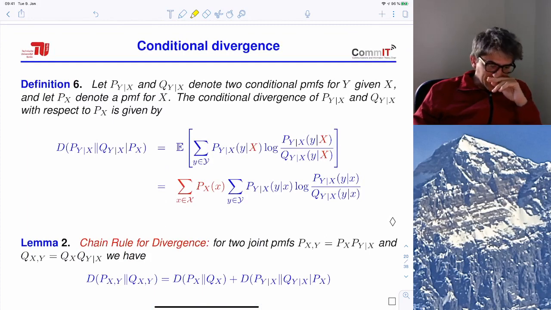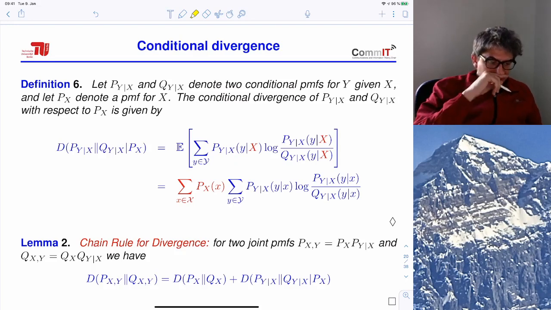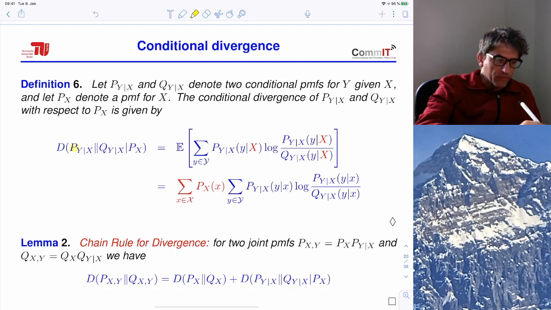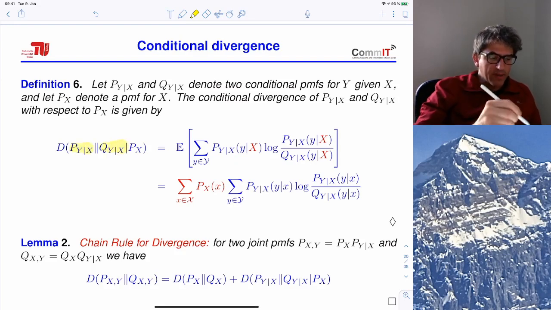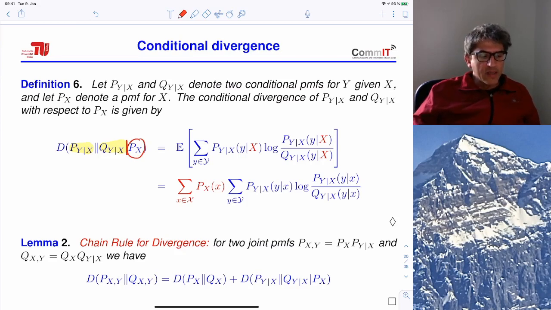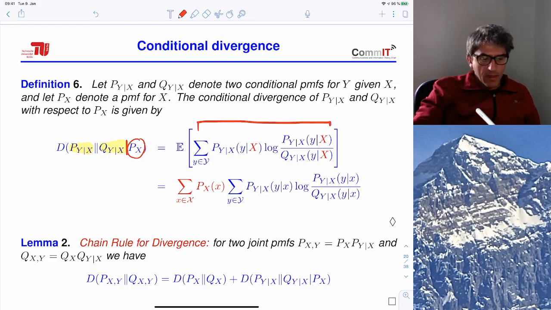Another information theoretic quantity that we will use is the so-called conditional divergence. So conditional divergence is essentially the divergence between two conditional distributions averaged with respect to the conditioning variable. So the symbol is D of P of y given x and Q of y given x, and then there is this condition given P sub x, and P sub x is a distribution on the conditioning variable. So this is defined as expectation. And now when you see this, what's inside is precisely the divergence between P of y given x and Q of y given x.